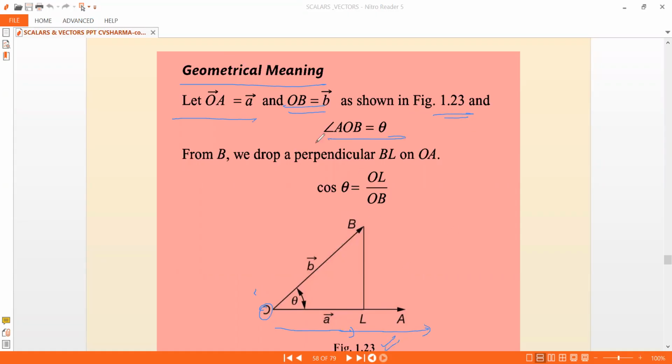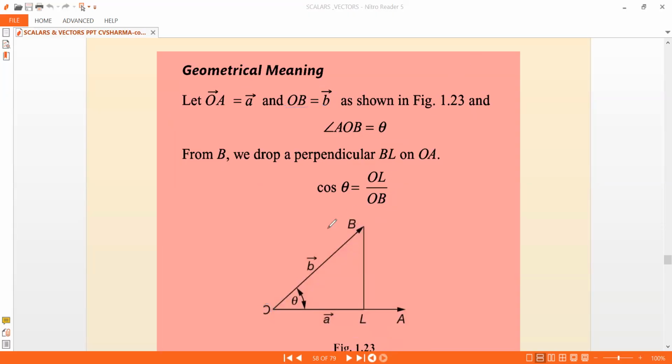Now the angle AOB is theta. These tails are matching. That's how you take the angle. Only when the tails are matching do you consider the angle between the vectors. This is the head of the vector and this is the tail of the vector. I hope you know this very well.